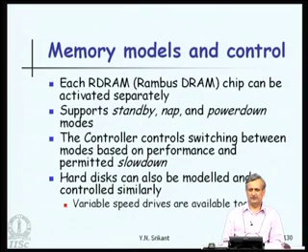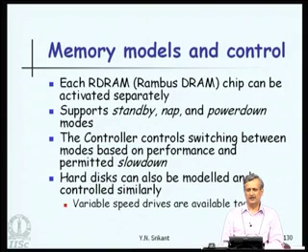What are the various memory models that are available? For example, each RDRAM, Rambus dynamic RAM chip can be activated separately. So, one can be in sleep state, the other one can be in power up state, etc. Standby, nap and power down modes are possible. So, of course, active state is always there, then it goes to standby state or nap state or power down state.